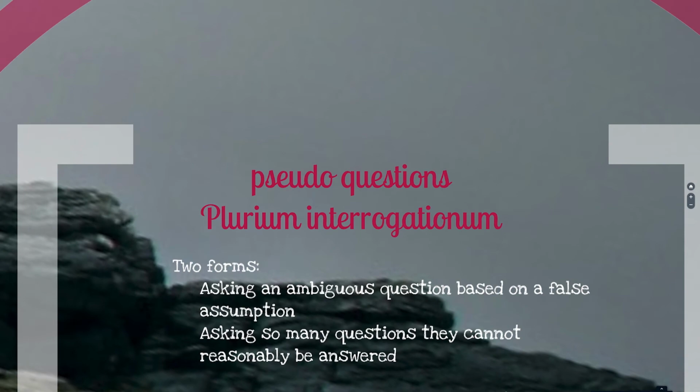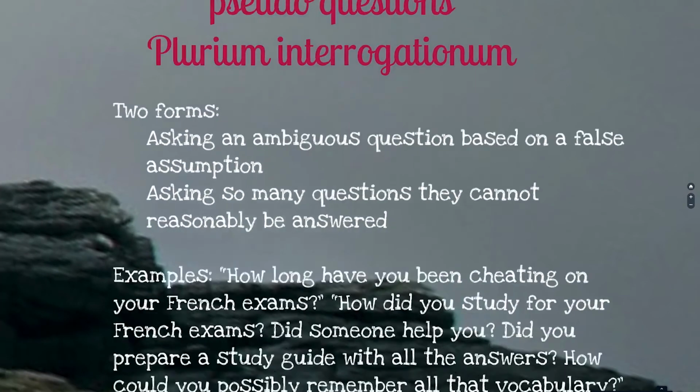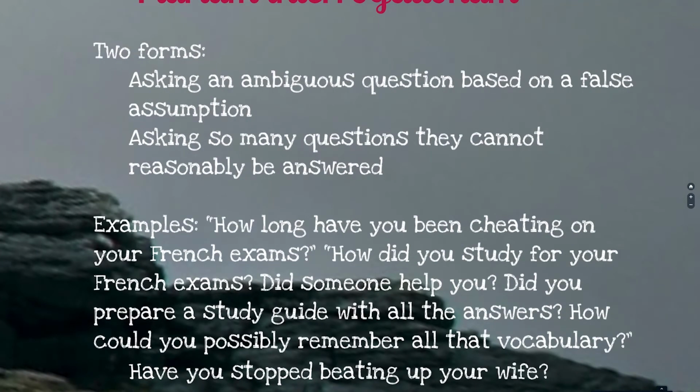Finally, we've got the plurium interrogatum, the multiple questions. This is when you have an arguer that uses a trick question based on a false assumption, or they use so many questions that they can't reasonably be answered. Someone asks you the question, how long have you been cheating on your exams? That's really a trick question because you can't answer that question without admitting some sort of guilt there. That's also a form of fallacy. So that form of questioning in and of itself creates a problem.